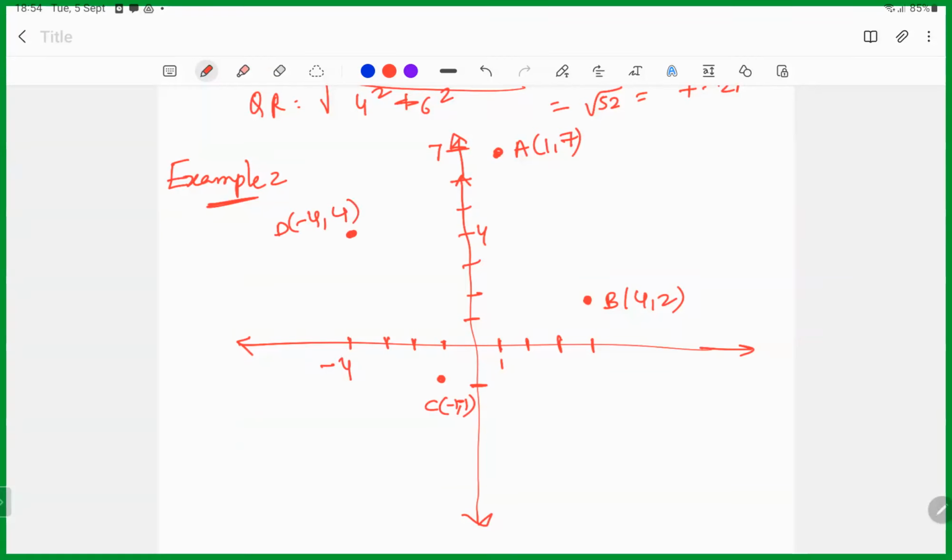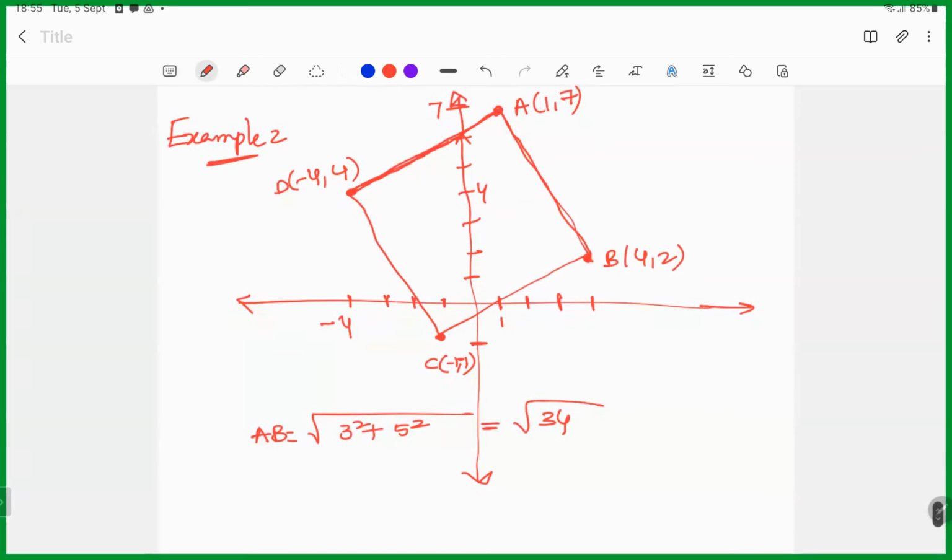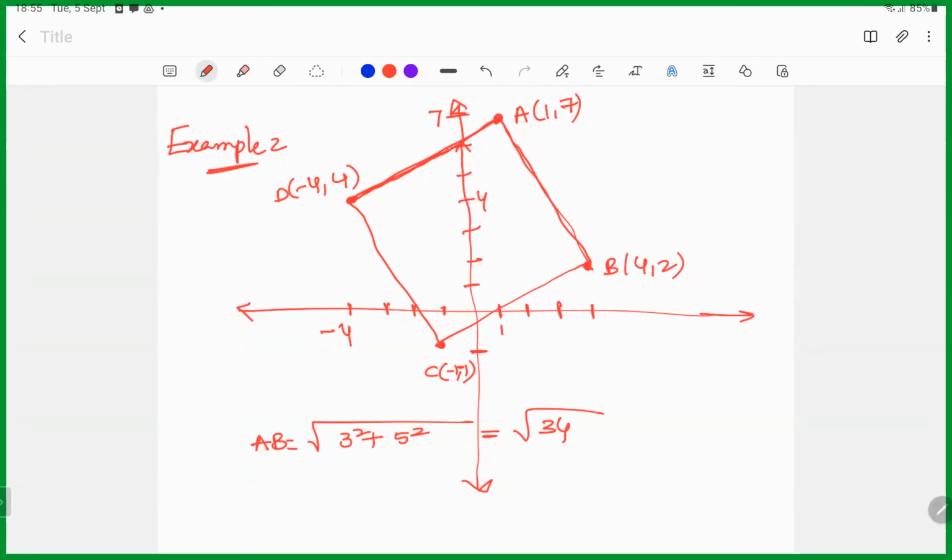Can you join all of them? This is formed with AB, BC, CD and AD. So we need to find out AB, BC, CD, and AD. Right? Find out the AB value. AB equal to square root of 3 square plus 5 square, equal to square root of 34.